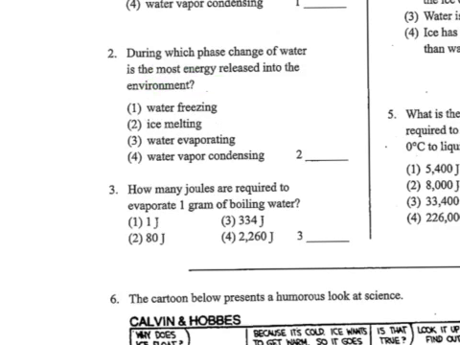Question number 2. During which phase change of water is the most energy released into the environment? So our clue here is phase change, so we know that we're looking at properties of water, and it says released and most energy. So we're looking for the largest number which is released into the environment. So again, taking a look at your reference table, you have 4 choices. Look for the largest number that is being released.